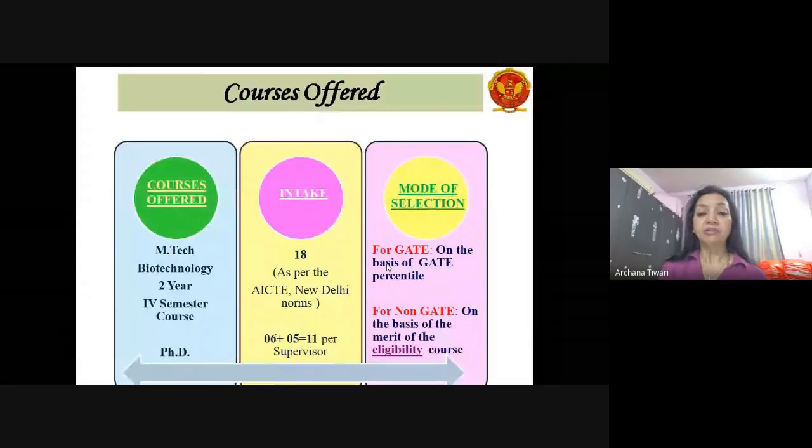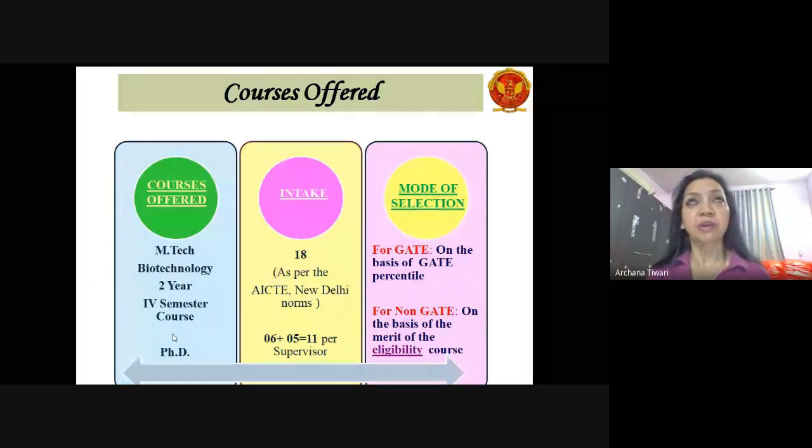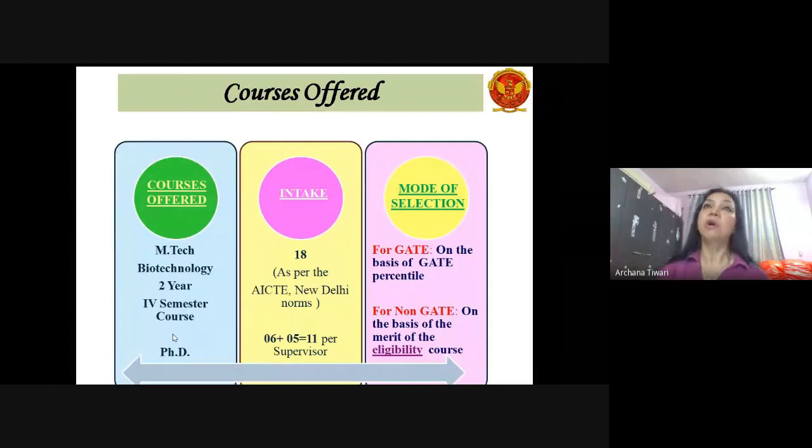The School of Biotechnology is running 4 courses. Number one, MTech Biotechnology, a 2-year, 4-semester course. Number two, PGCMB, as I discussed earlier, the postgraduate certificate program in medical biotechnology, 2 semesters, 1-year course. Then PhD, that is the doctoral course, and the postdoctoral course also. The doctoral course and postdoctoral course are as per the directives of UGC, AICTE, and RGPV itself. MTech Biotechnology is running as per the directives of AICTE.